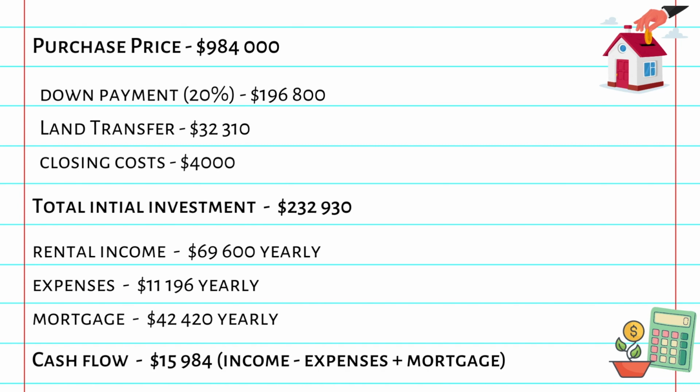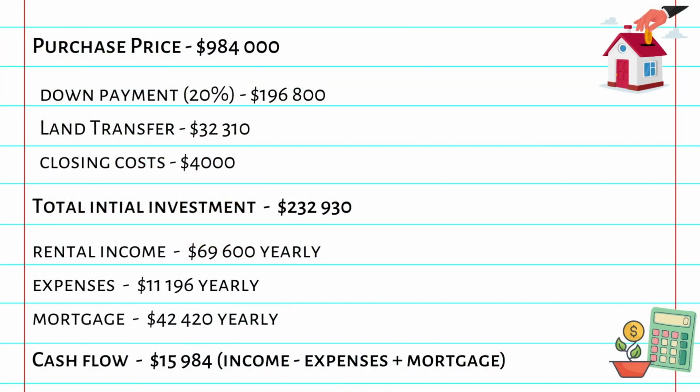The monthly rent is $5,800, or $69,600 per year. The expenses are $933, or $11,196 per year. The mortgage is $3,535, or $42,420 per year. Cash flow on this property ends up being $15,984.